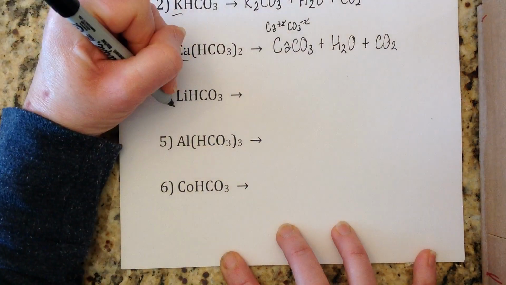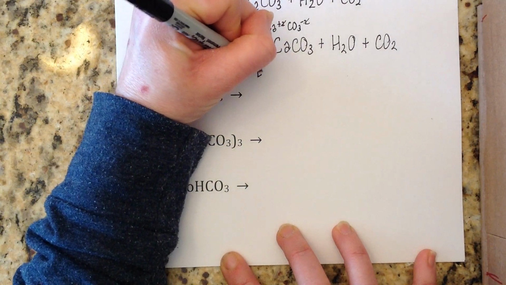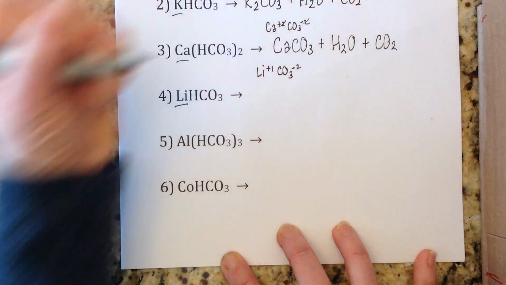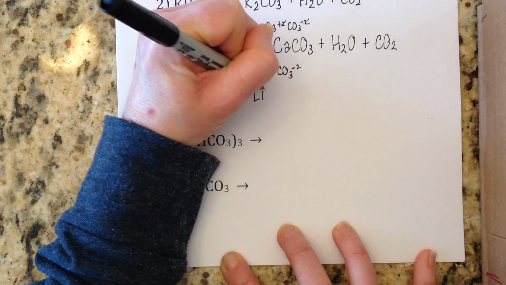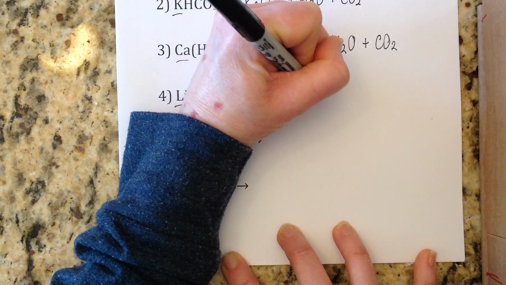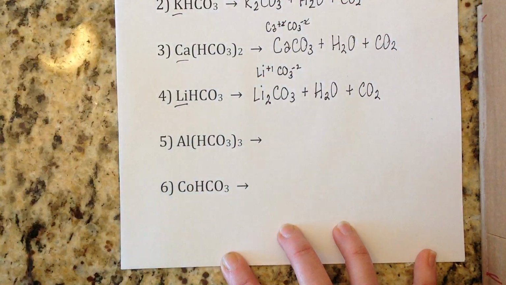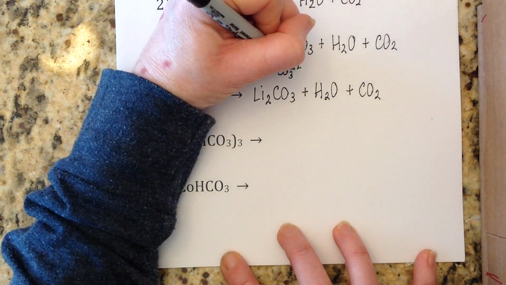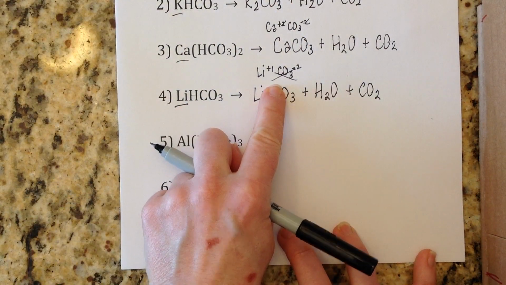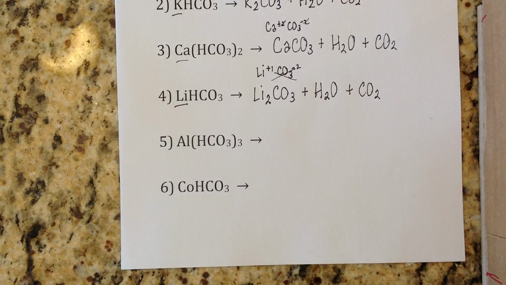Number 4, lithium hydrogen carbonate. There's my metal. It's lithium. Lithium has a +1. Carbonate is CO3 minus 2, crisscross, Li2CO3 plus water plus carbon dioxide. So if you know how to identify the metal, how to crisscross it with carbonate, and then just add water and CO2, that's literally all you do for these. They're very easy.